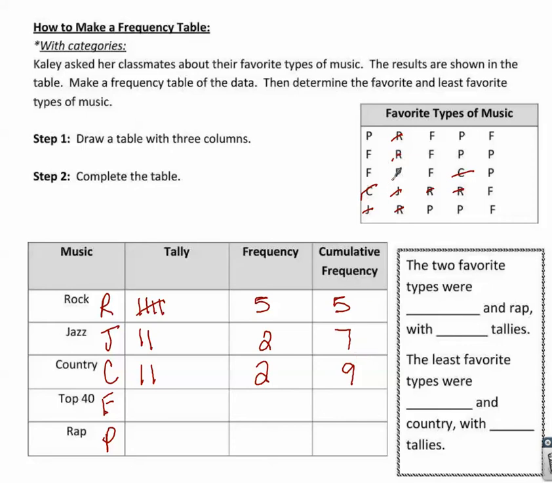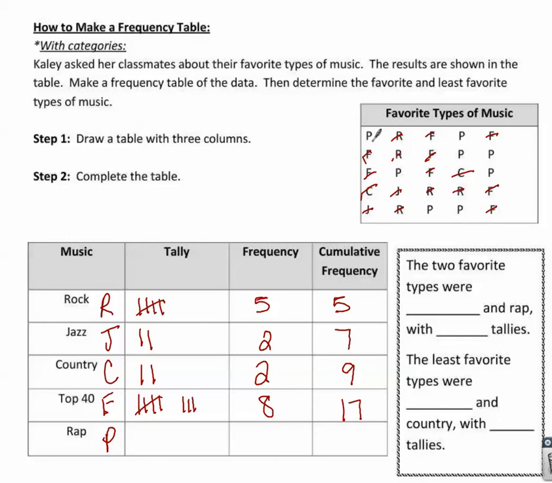Top 40, which is represented with an F. So I have 1, 2, 3, 4, 5, 6, 7, 8. So when I come over here, there's 5. Then you tack on 3 more to get 8. My cumulative frequency is 9 plus 8, which is 17. It's how much total frequency you have up until this point.